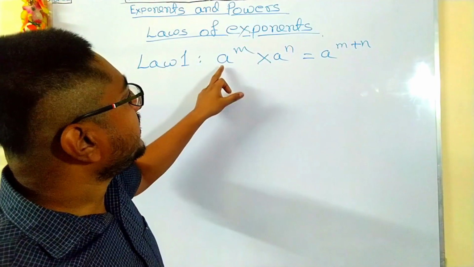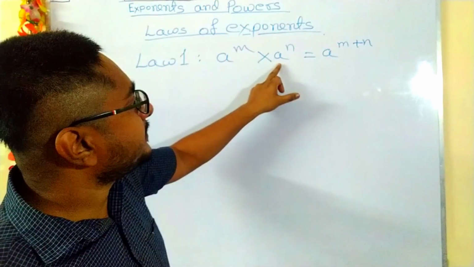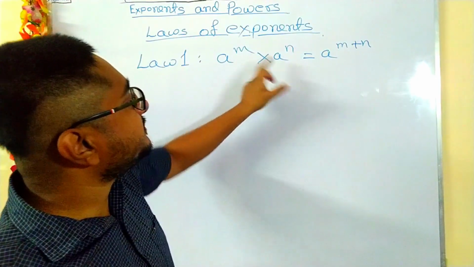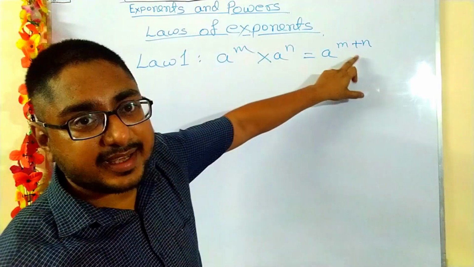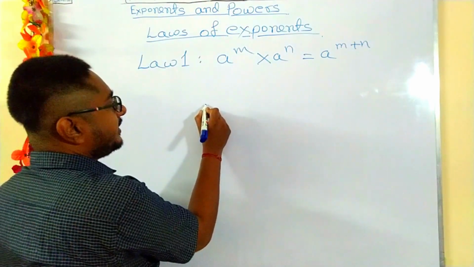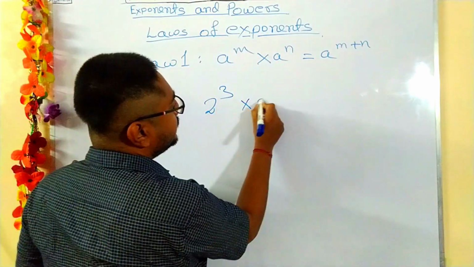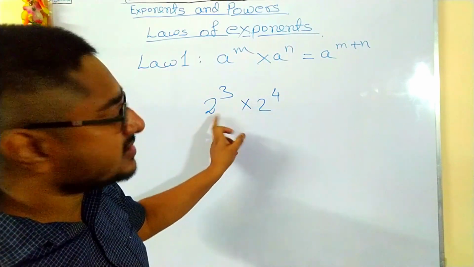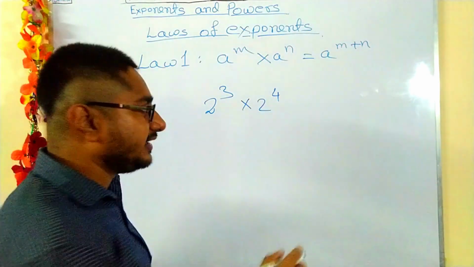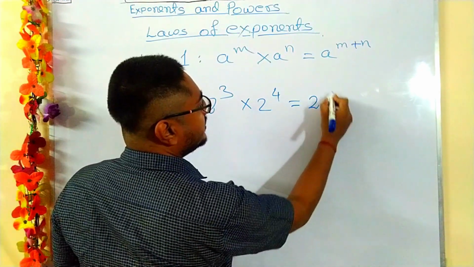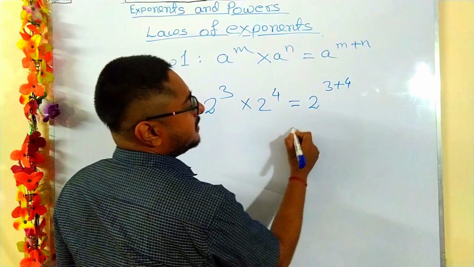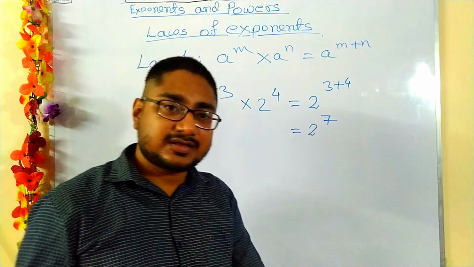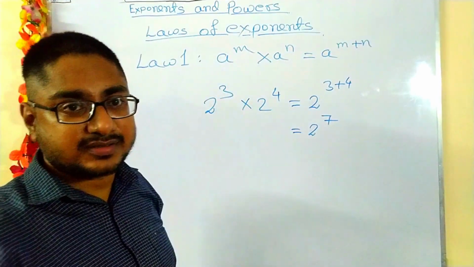What is law 1? If the bases are the same and the powers are different, then we can take this base common and the powers get added. That means if I write 2 to the power 3 into 2 to the power 4, you can see in both cases the bases are the same but the powers are different. What we can write is 2 to the power 3 plus 4, or 2 to the power 7. This is the first law of exponents.